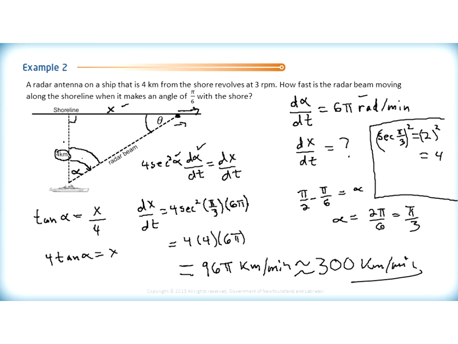That seems like a ridiculously fast speed, but when you think about it, if you're 4 kilometers away, and as that thing spins around, it doesn't have to go very far to make a big change in where that light is. So radar stuff goes pretty fast anyway. Let's take a look at the next slide here.